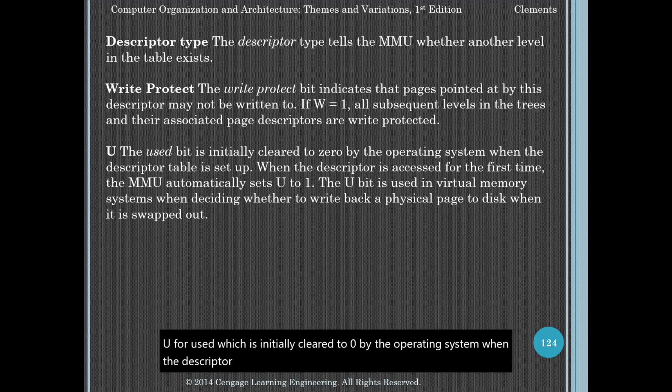So when the descriptor is accessed for the first time, the MMU automatically sets this to 1, and then the U bit is used in virtual memory systems when deciding whether we need to write back to a physical page to disk when it's swapped out.